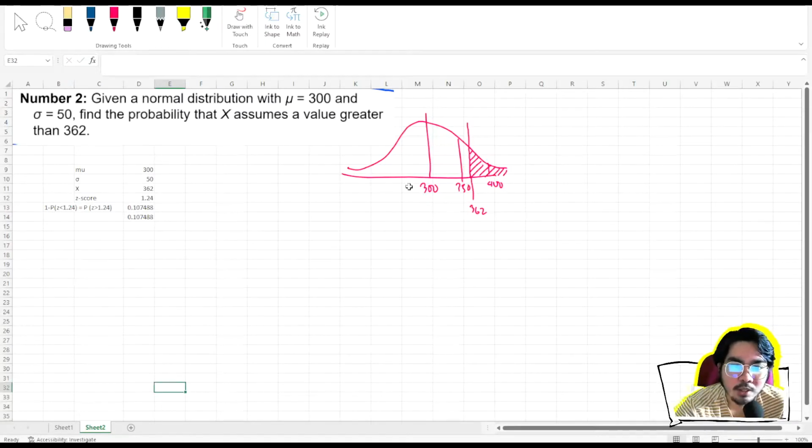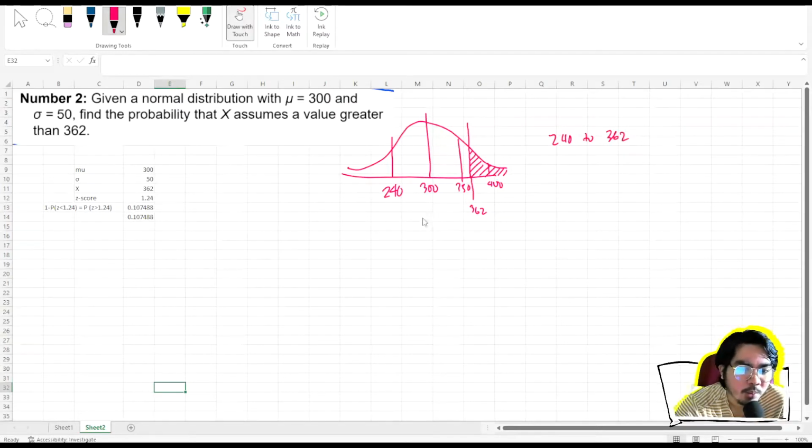I just want to give an additional example, no. So for example, let's just use the same distribution para madali. Let's just say na gusto ko naman ngayon malaman ano yung probability na yung x ko assumes a value that is in between, let's just say, 240 to 362. So gusto ko malaman ano yung probability na in between siya 240 to 362.